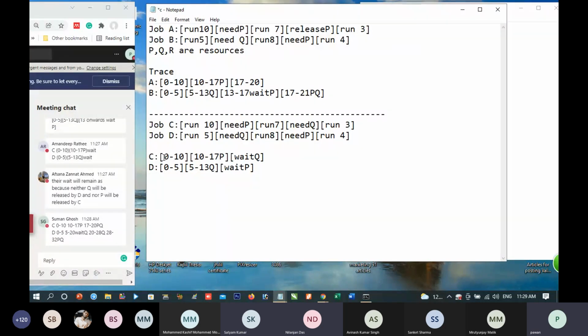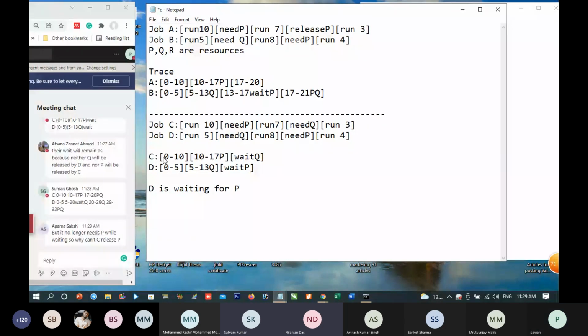Waiting starts at time t equal to 13, but deadlock is at time t equal to 17. Reason. What is deadlock? Deadlock is because of cyclic wait. B is waiting for P. Fine. C is waiting for Q.